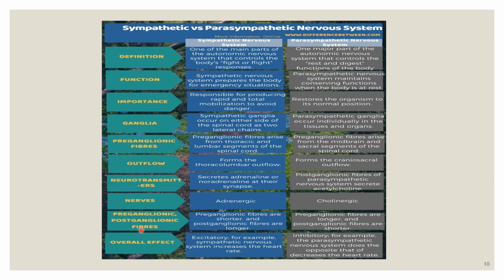For the preganglionic and postganglionic fibers, if you see the length, in the sympathetic the preganglionic fibers are shorter and postganglionic fibers are longer. Here, in the parasympathetic, the preganglionic fibers are longer and postganglionic fibers are shorter. The overall effect is excitatory in the case of the sympathetic nervous system. For example, if you stimulate the sympathetic nervous system of the heart, the heart rate will increase. Here the parasympathetic is inhibitory. For example, if you stimulate the parasympathetic nervous system of the heart, it will decrease the heart rate.